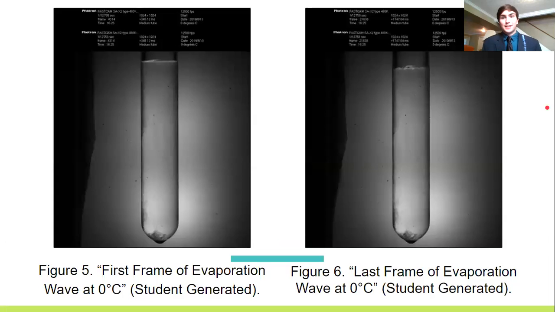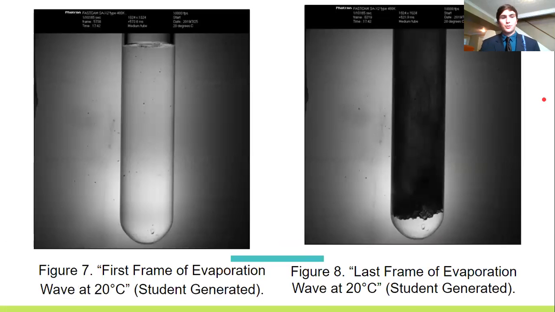So here are some of the results that I have. This one is actually done at 0 degrees Celsius. The image on the left is the first frame of the evaporation wave, and the picture on the right is the last frame. As you can tell, there's not so much of a distance lost, like a distance dropped. That's because not so much of the superheated liquid actually went through the explosive vaporization process. Only a small bit of it did.